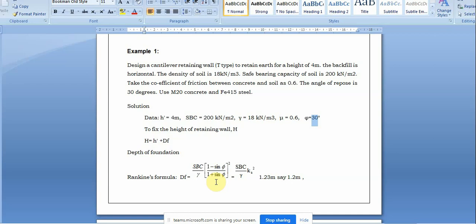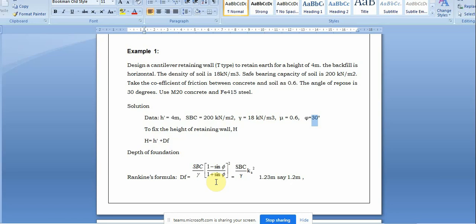That (1 minus sin phi) divided by (1 plus sin phi) is nothing but Ka, the active earth pressure coefficient. Phi value is given as 30 here. Substitute the value of phi. We get K value equal to 0.333, that is 1 by 3. SBC is given as 200, density as 18. So substitute all those values.